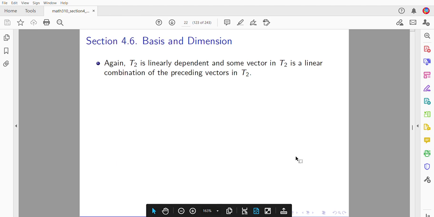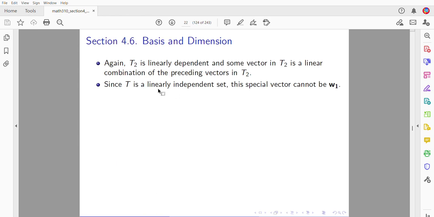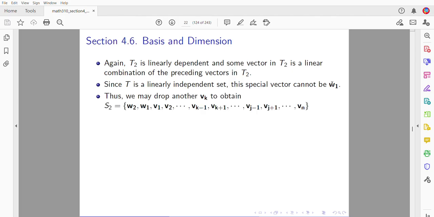Okay. Exactly what I explained. Since my original T is linearly independent, W1 and W2 are independent. They cannot depend on each other. So there must be some other vector, let's call it Vk, which is dependent on the previous ones, and we can drop it. Call it S2, where S2 spans the entire vector space V.